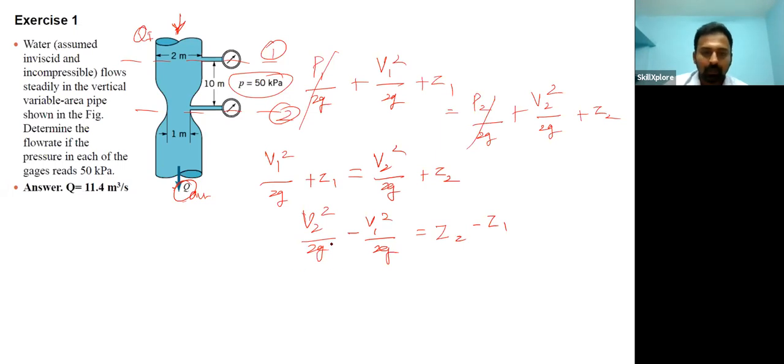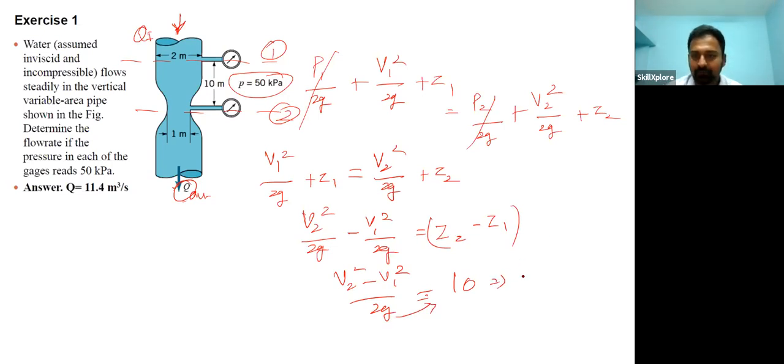Okay, ma'am. So we have the common denominator, V divided by 2g is equal to. So this difference, which we call 10 meters, Z1 minus Z2, is already given as 10 meters. Just move this to this side. We'll get a value of V2 square minus V1 square, which is equal to 10 into 2 into 9.81. Okay, so calculate that.